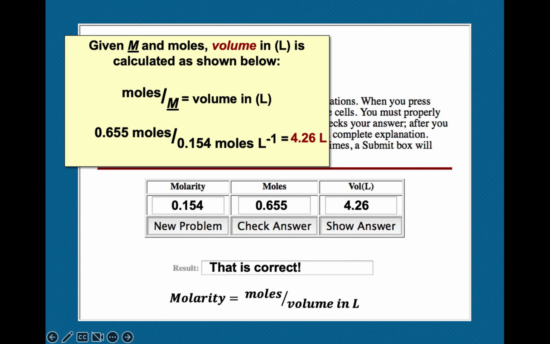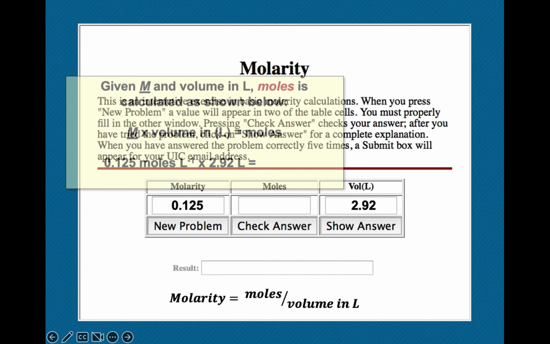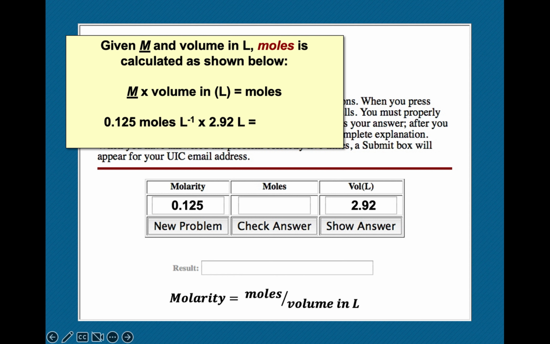Let's do one more. Here, moles is missing. Here's our basic equation. What's moles going to be equal to? It's going to be our molarity multiplied by our volume. Okay. Moles, molarity multiplied by volume. Simply substitute. 0.365 moles.